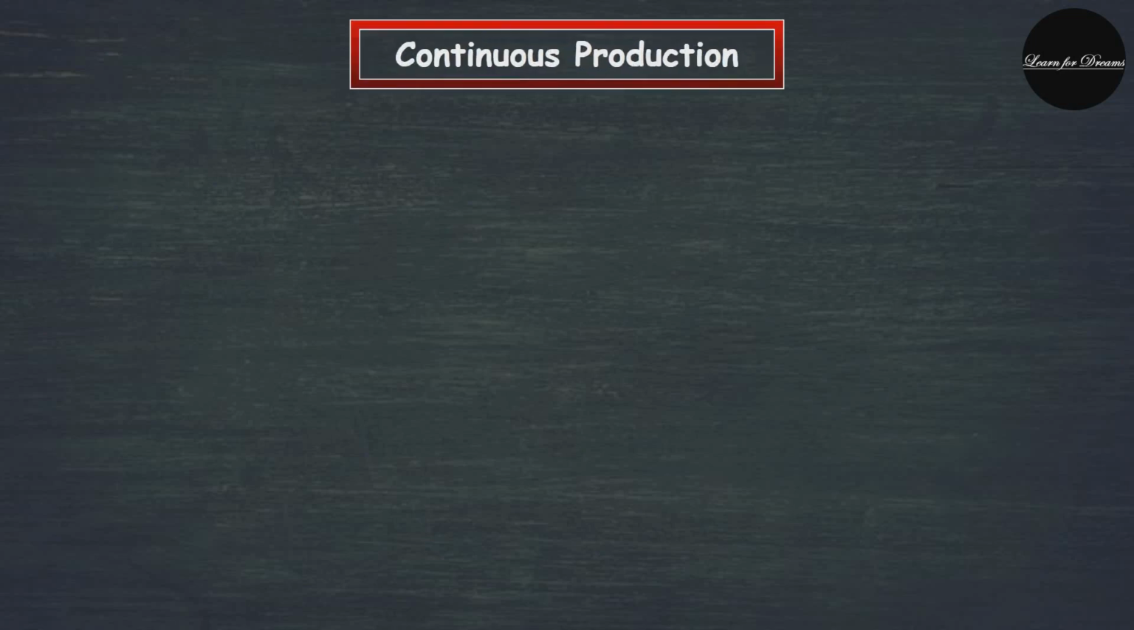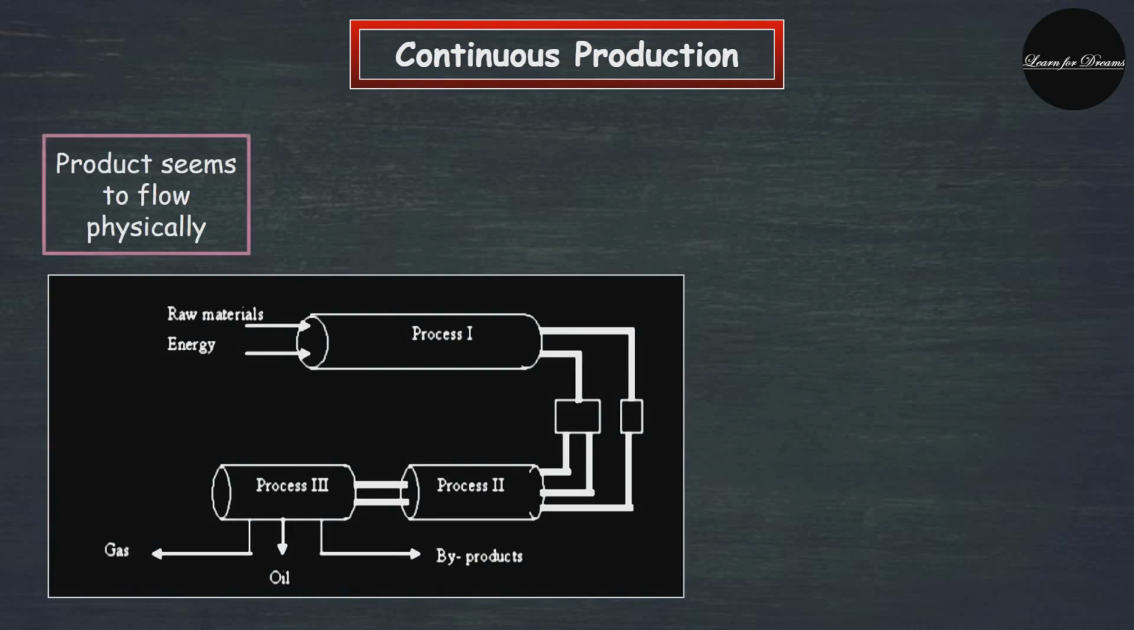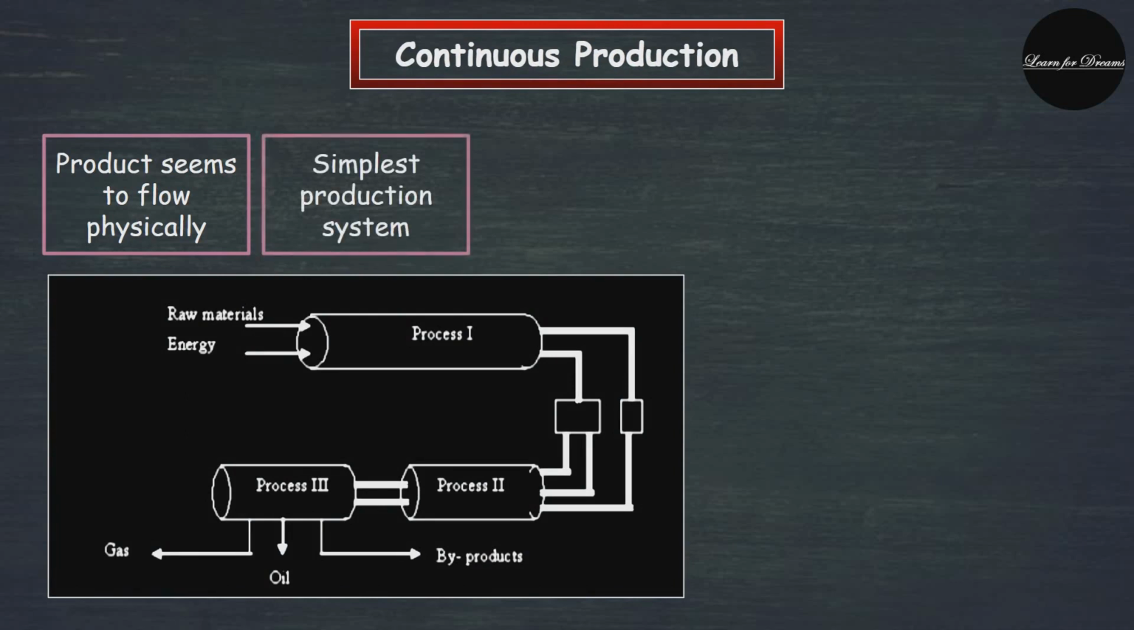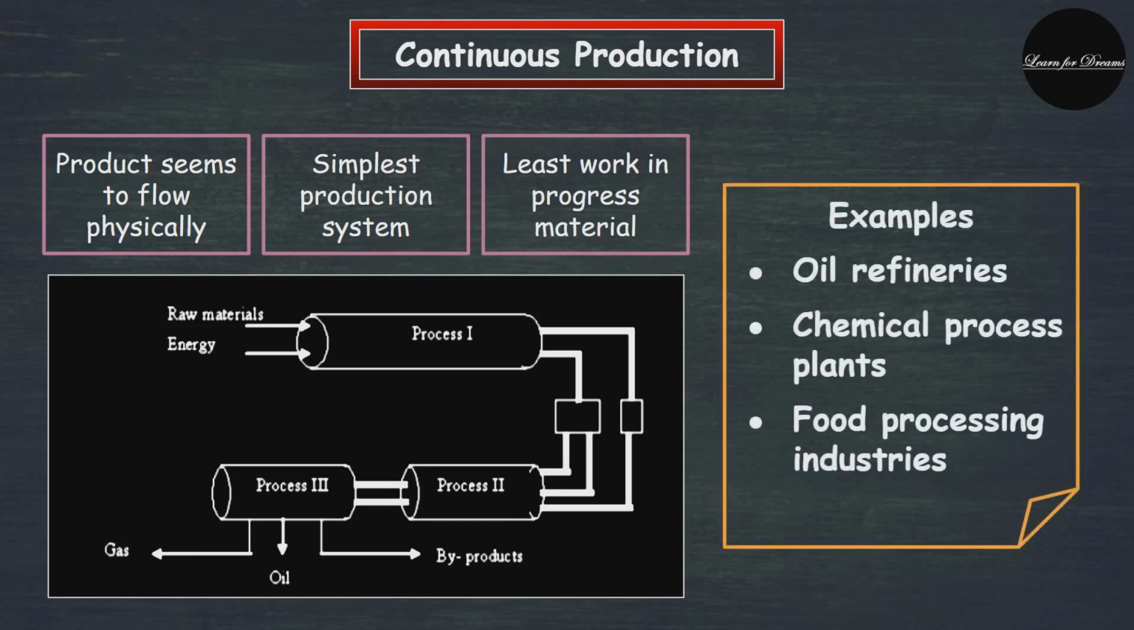Now the last one, that is the continuous production. This is the functional layout for a continuous production. Highlights: product seems to flow physically. Simplest production system, least work in progress material. Examples: oil refineries, chemical process plants, food processing industries.